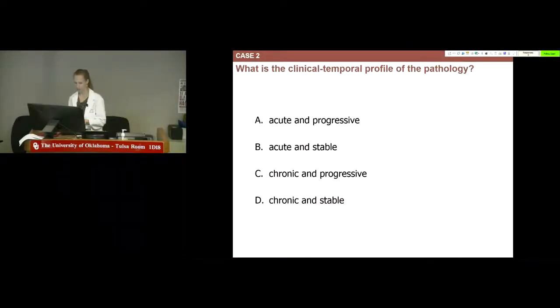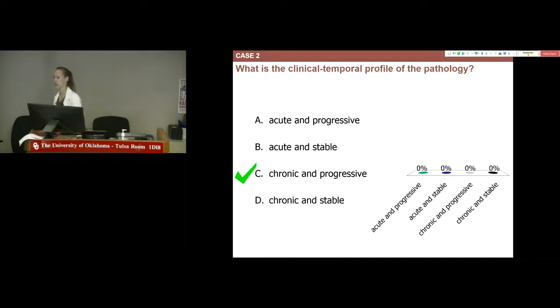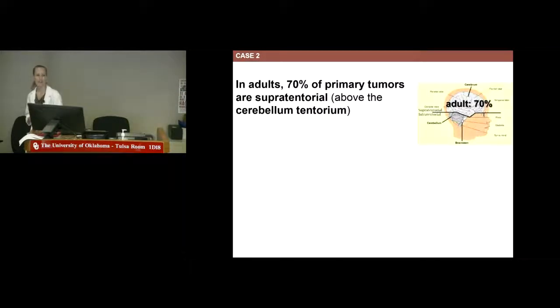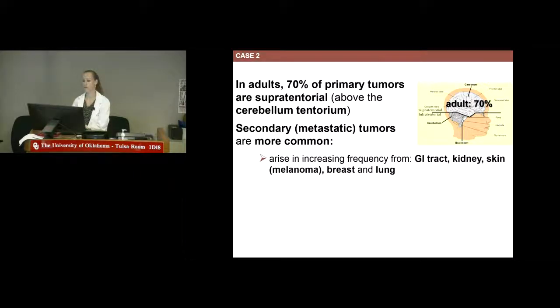Okay. So back to looking at our patient, what's the clinical temporal profile of this guy? So he was a smoker. I bet he probably had some vascular risk factors, but does this sound like a vascular accident? No, it does not. So you are correct, chronic and progressive. So in adults, most of the primary tumors are actually above the cerebellar tentorium versus what we just saw with the kids. Secondary, wait a second, he was a smoker, wasn't he? Okay, so secondary metastatic tumors are more common than primary brain tumors.